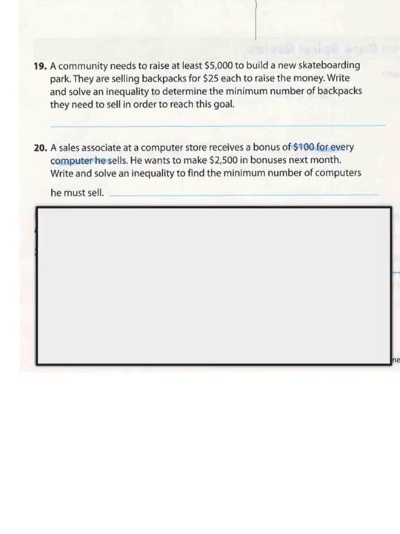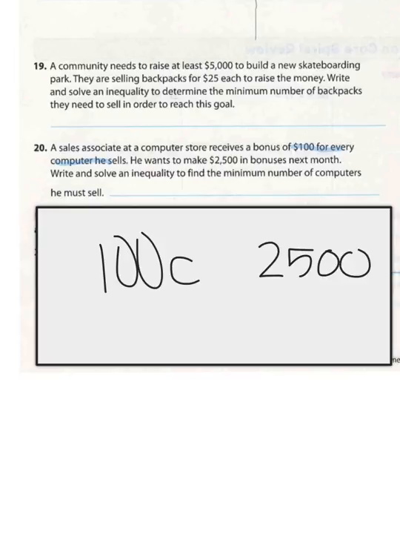So our inequality, we know, is going to be 100 times the number of computers he sells, right? Let's call it C. And that's going to equal 2,500, right? But the only difference is we can't just put an equal sign because we're talking inequalities here. And it says solve an inequality. Inequality means less than, greater than, right? One of those. So it says to find the minimum number of computers he must sell. So what's the smallest number he could sell?